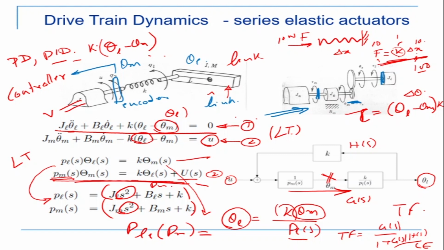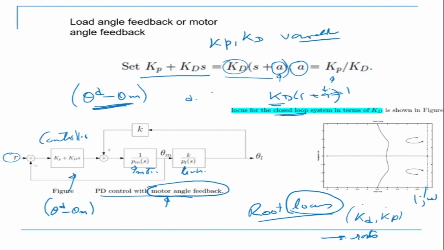Now, if you're doing that, then what we find is that when I'm using a PD controller and I draw the root locus, I see that all the roots are on the left of the j omega axis. This means that this is a stable system. Okay. So if you're taking motor angle feedback, the system is stable. It cannot become unstable.